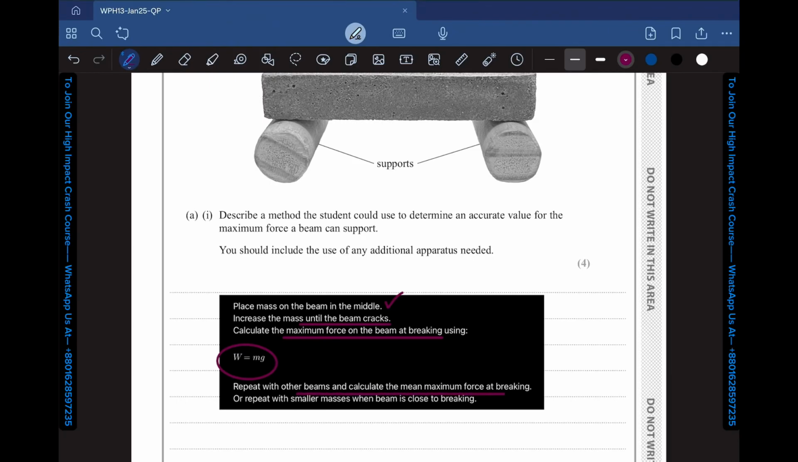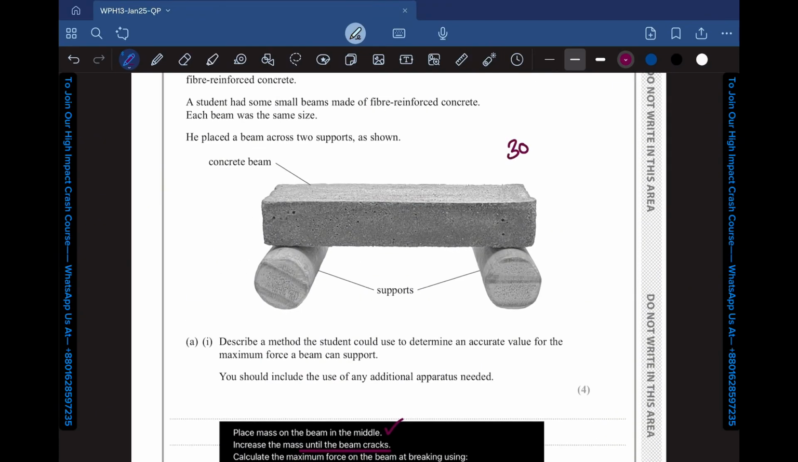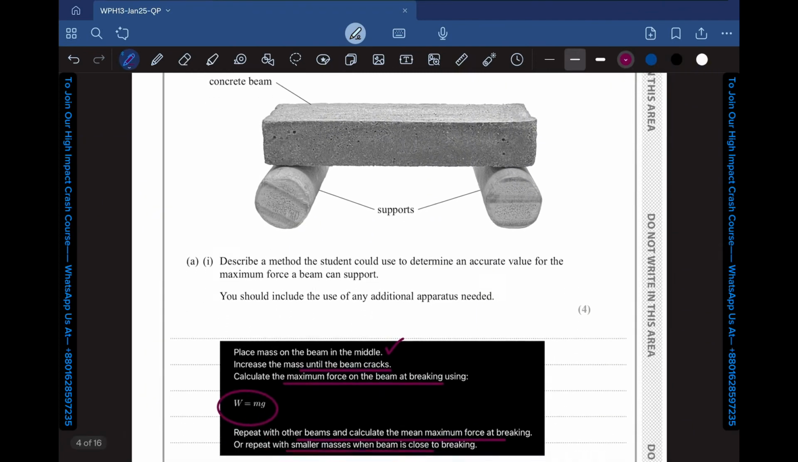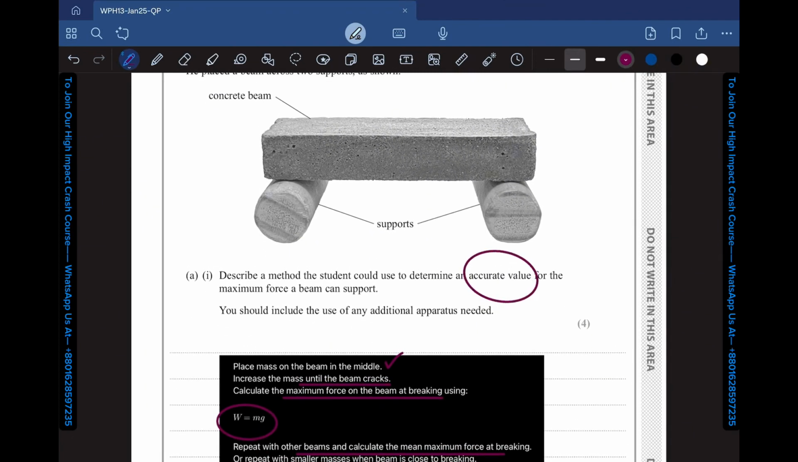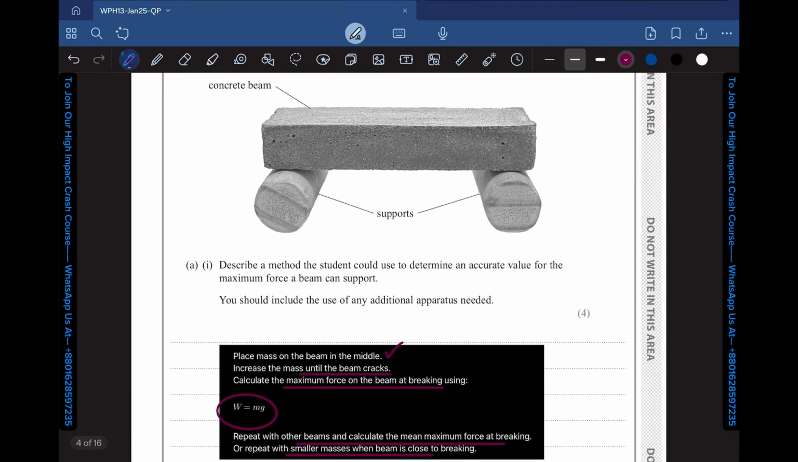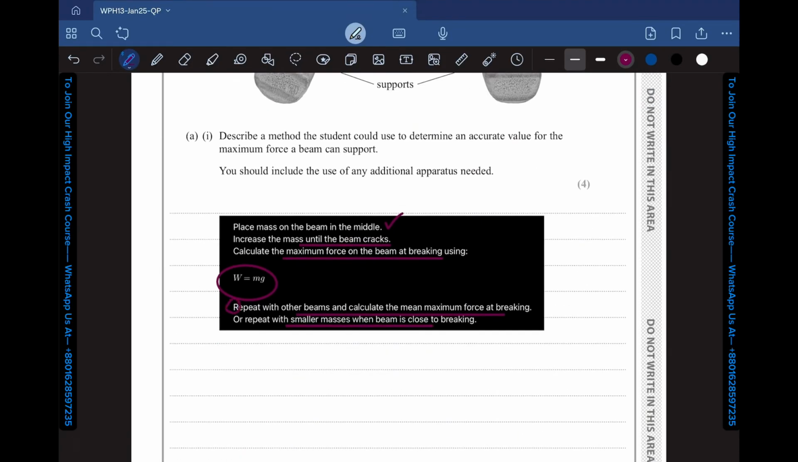Or we can also repeat with smaller masses when the beam is close to breaking. Let's say it will break at 30.2 kg. So after 30 we will increase the mass by 0.1 and then 0.2, like this. So we'll be able to get a more accurate value of the mass at which it actually breaks. So you can use either of these ways, but I will prefer you guys to write it this way: repeat with other beams and calculate the mean maximum force at breaking, rather than this one, because it is tricky to understand or tricky to actually get the marks out of it.